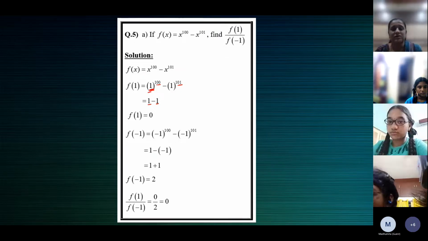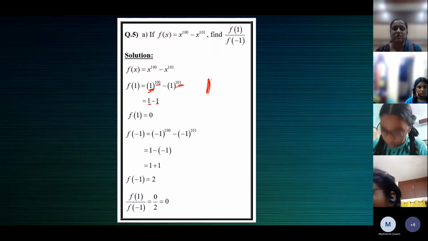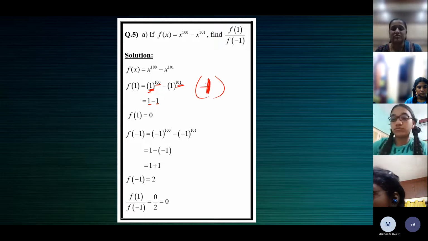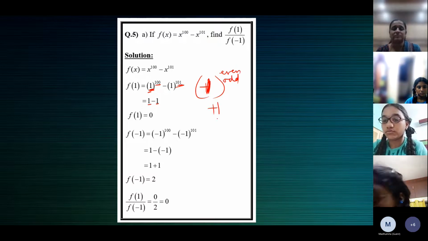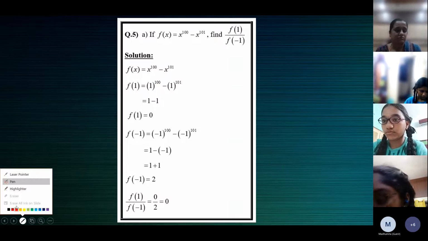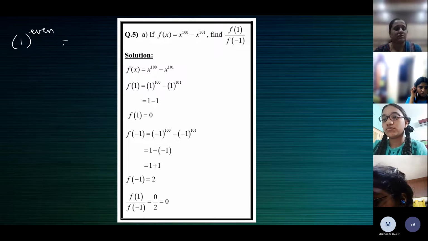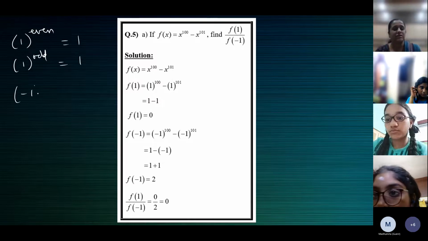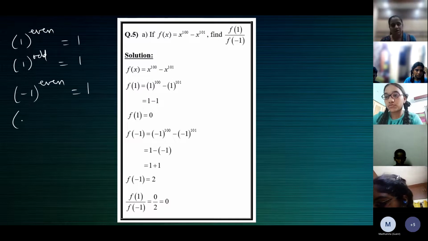When plus 1 is raised to an even power or an odd power, the value will always be 1 because the base is just 1. It's plus 1. So whether it is even or odd power, the answer will be 1 only, plus 1. Plus 1 raised to an even power is plus 1. Plus 1 raised to an odd power, plus 1 only. Minus 1 raised to an even power is a plus 1. A minus 1 raised to an odd power will be a minus 1.